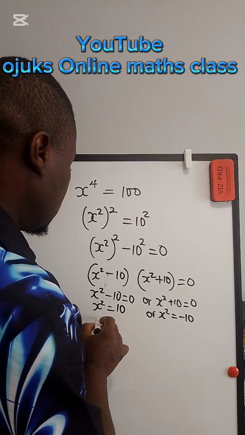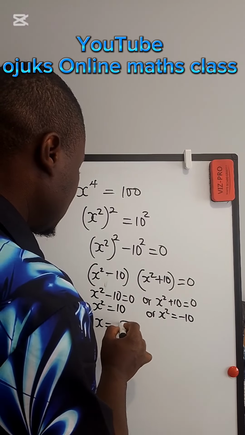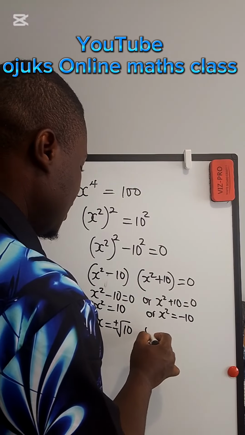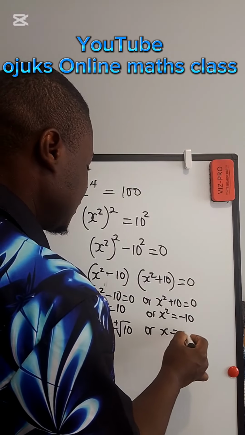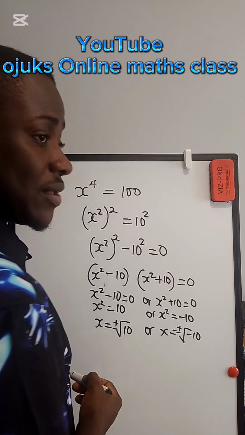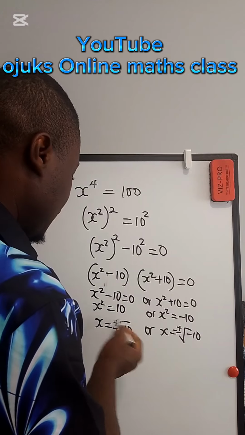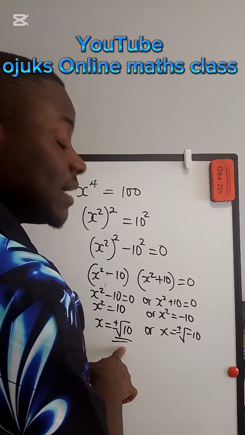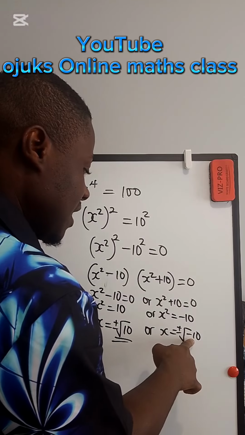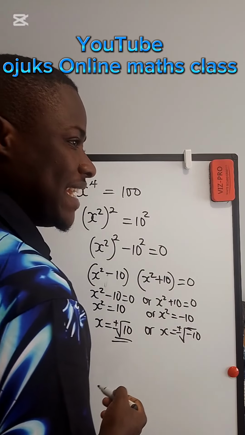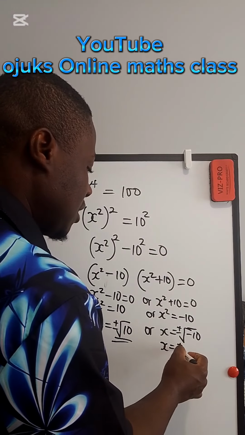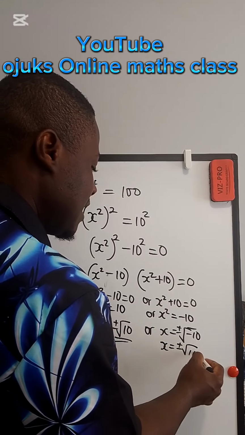Now, getting their square root, we're going to have that x is equal to plus or minus the square root of 10, or here x equals plus or minus the square root of negative 10. So in return, we have gotten the value of x as x equals plus or minus the square root of 10, or the square root of minus 10, which is an imaginary number. So definitely our x is going to be plus or minus the square root of 10 times i.